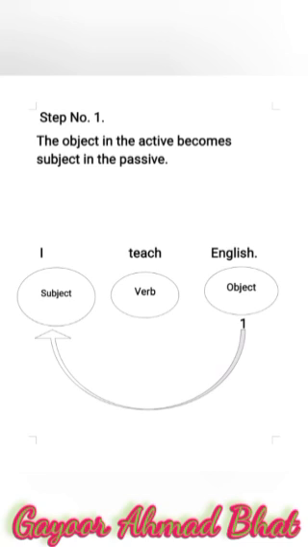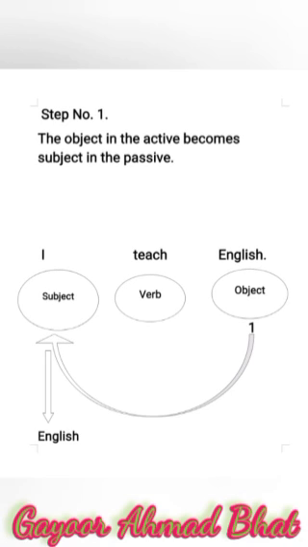Step number 1. The object in the active voice becomes the subject in the passive voice. For example, in the sentence, I teach English, English is the object. It will become subject in the passive voice. Its case will change, and it will take the position of the subject, which is before the verb. Therefore, the passive construction will start with the word English.